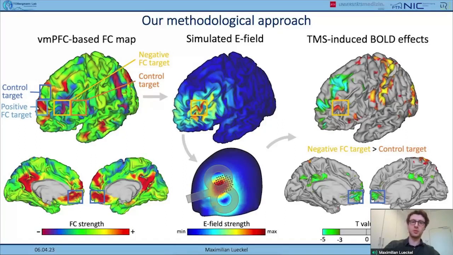And to come to an end, I think this slide also nicely sums up our approach for precise TMS targeting of functional brain networks and deeper brain regions in single subjects.